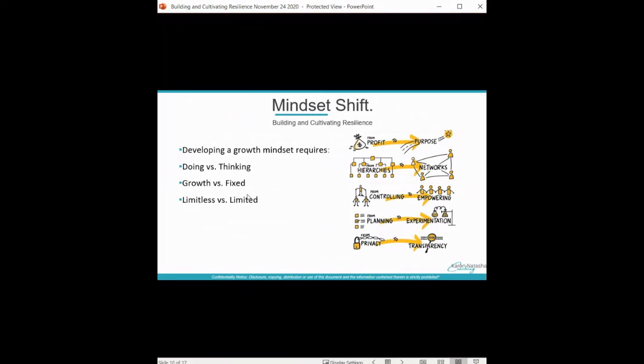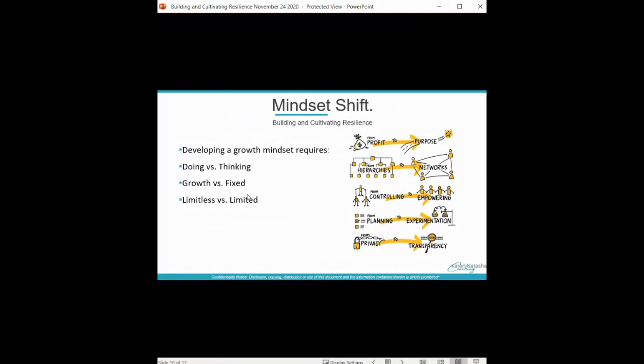Maybe I can't right now, but I can learn. So that's the difference between a fixed mindset and the growth mindset. And developing a growth mindset really, as I said, requires just tiny little shifts that we can do and see things as being more opportunities.